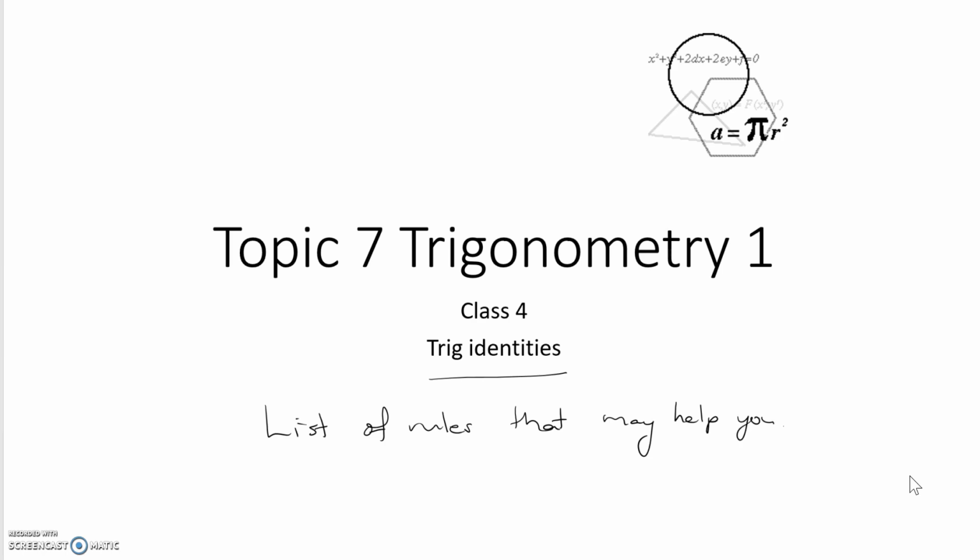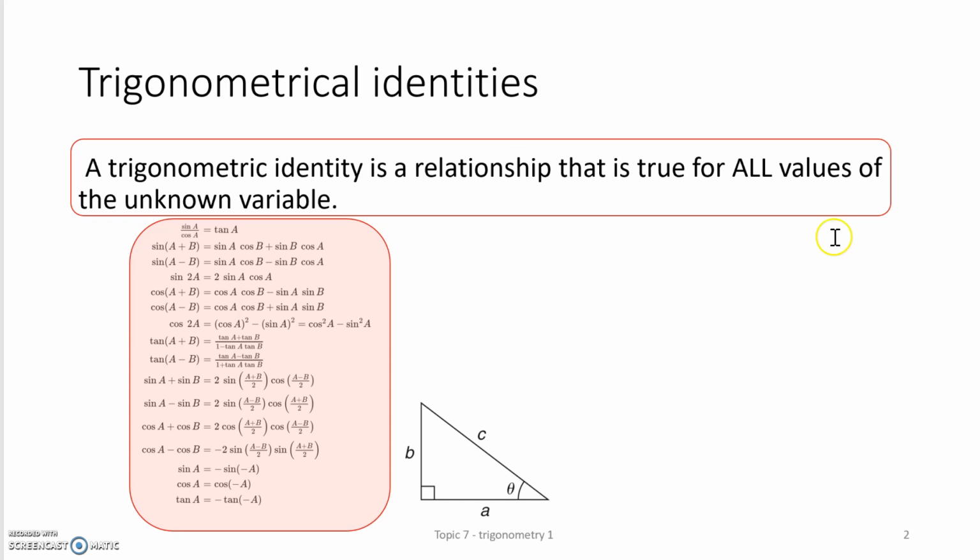It does make it easier if you do, and certainly when I did maths at school and university, we had to learn these. But if you can just learn a few of them, it will make life quicker. Otherwise, you can look them up in a textbook somewhere. There's a list here of some of the more common ones. It's just a rule that's true for all variables that we don't know. And a lot of them actually come from Pythagoras' theorem.